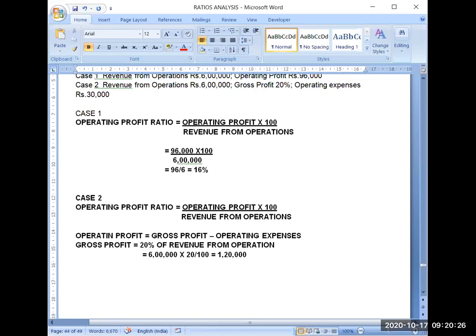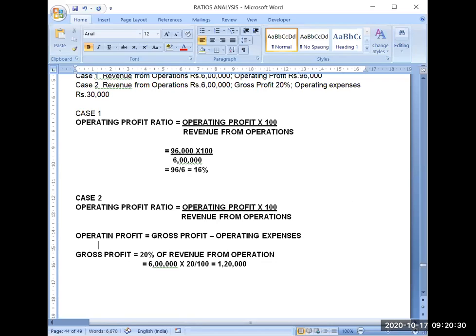Now I got gross profit, and operating expenses are itself given in the question. So I can calculate operating profit is equal to 1,20,000 minus operating expenses are given 30,000. So my operating profit will be 90,000. Now this way I have calculated my operating profit, and I can now calculate operating profit ratio.